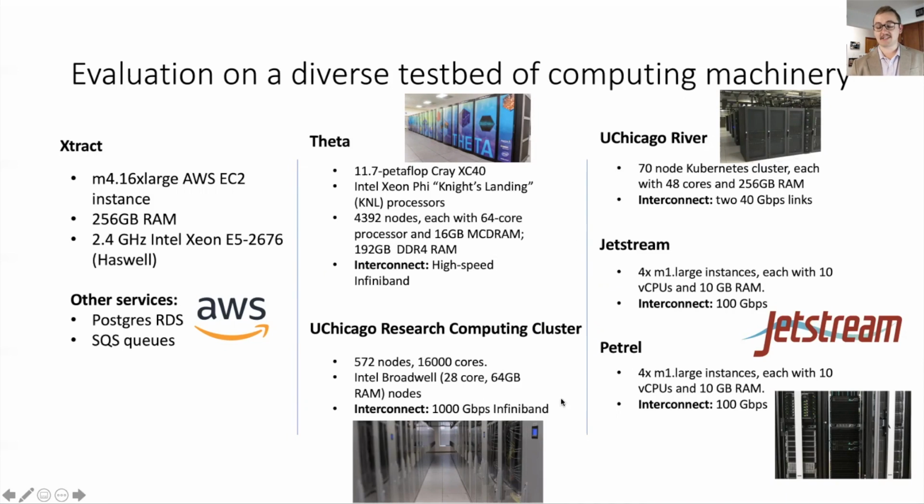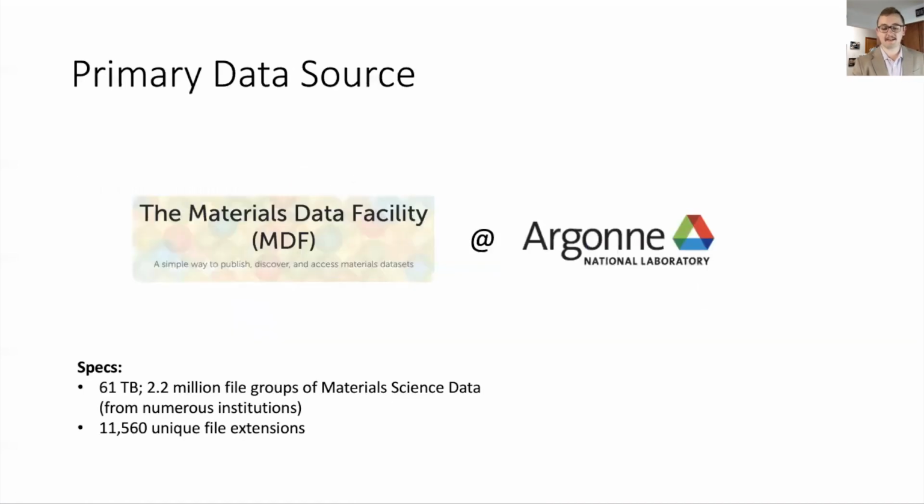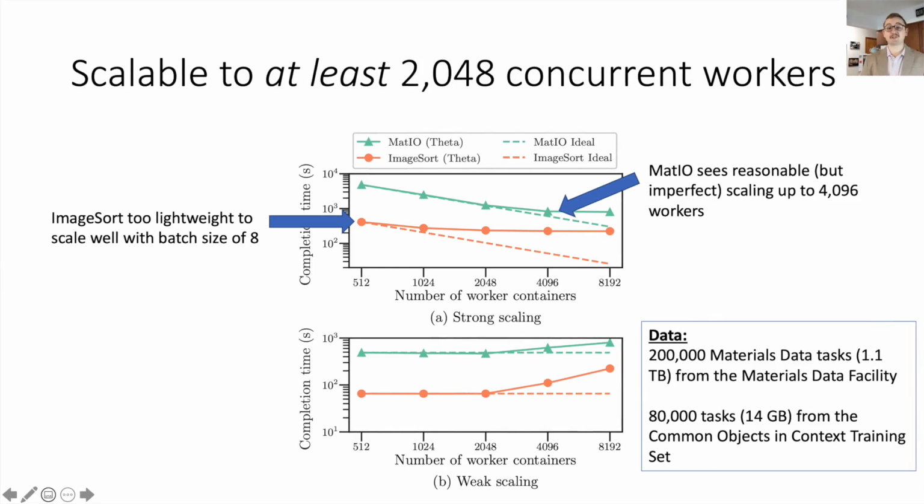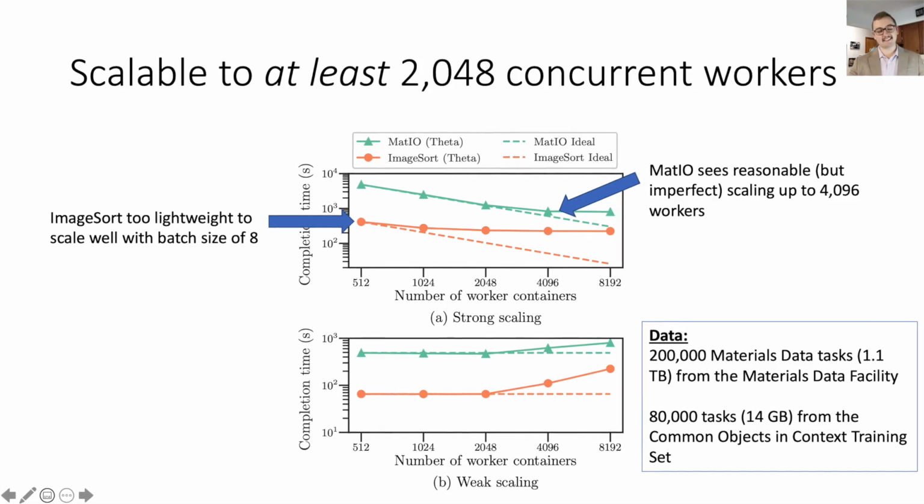And Petrel, which is a high-performance data transfer node. Well, it's a data facility that has high-performance data transfer nodes, on which a lot of the Materials Data Facility data that we operate on lives. Speaking of the Materials Data Facility, these are our good friends at Argonne National Lab. They have 61 terabytes of data, 2.2 million file groups of data from numerous institutions, and over 11,000 unique file extensions.